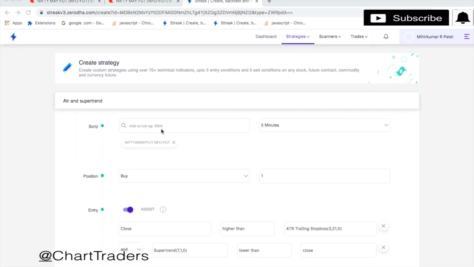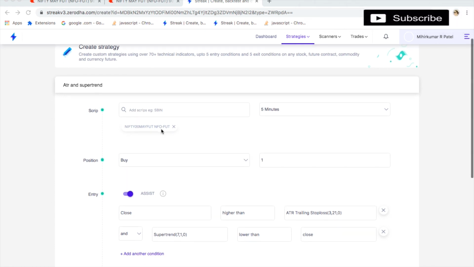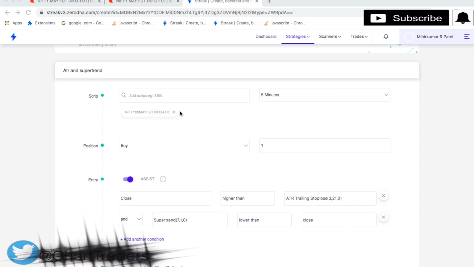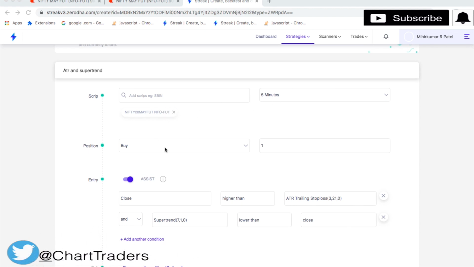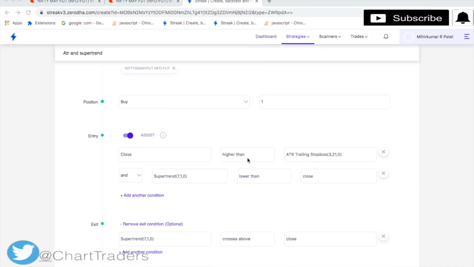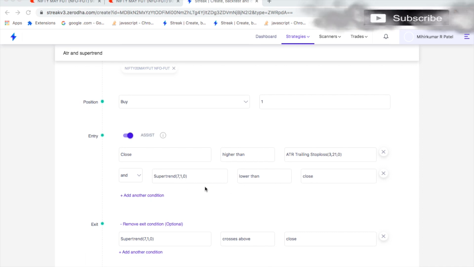Now, in order to backtest our strategy based on the trend trading tool, I am going to use Streak. If you don't know what Streak is, just watch my video introduction to Streak. The link is given below in the description box. Now I am going to apply it on a Nifty Futures 5-minute chart. I want to buy one lot when the close is higher than the ATR trailing stop loss and Supertrend is below the close, meaning the close price is above the Supertrend.